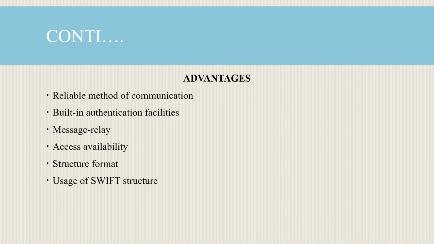So these are all the advantages of SWIFT. That is, it's a reliable method of communication. It has built-in authentication, so no one can listen to our messages. Message relay enables the counterparty to respond immediately. Access availability: access is available to a vast number of banks globally situated. Structured format: a structured format for transmitting messages is used so that there is no ambiguity. And usage of the SWIFT structure encourages local banks also to adopt some internal automation level to transmit messages.